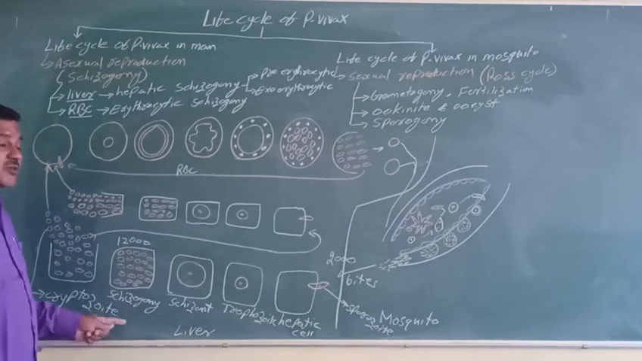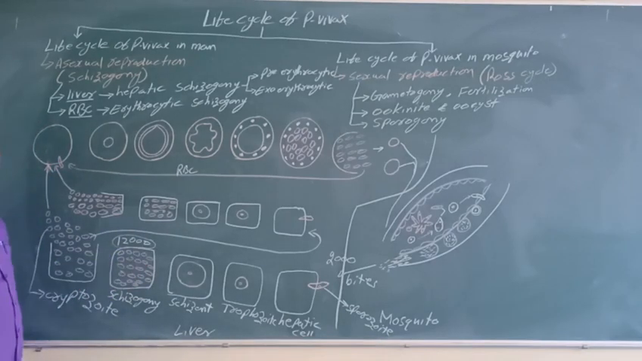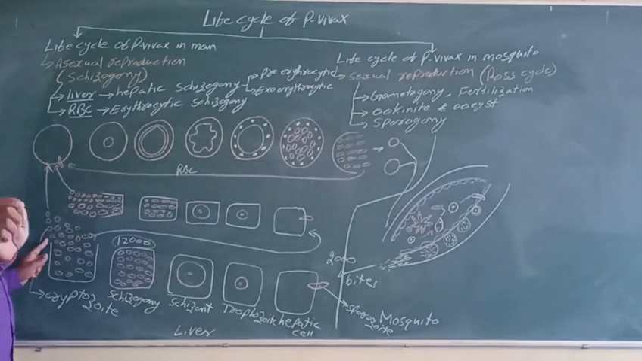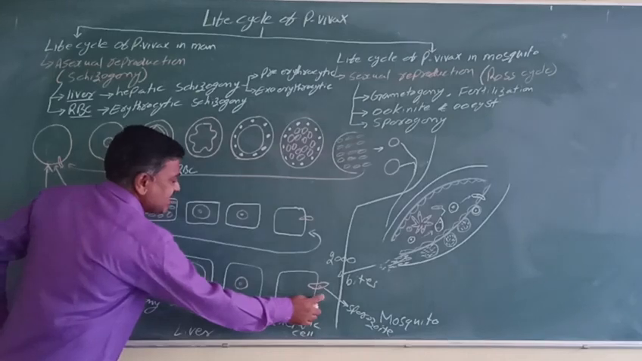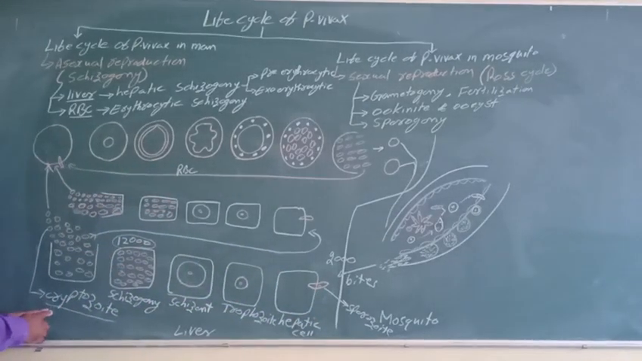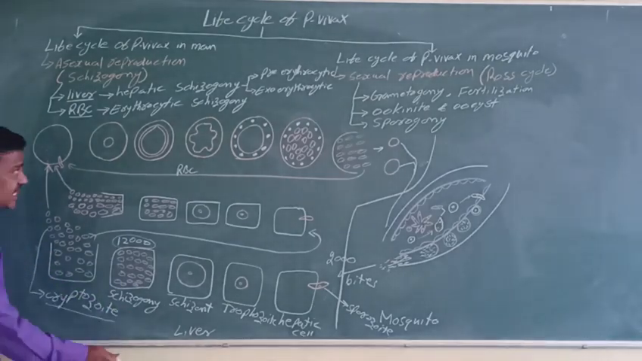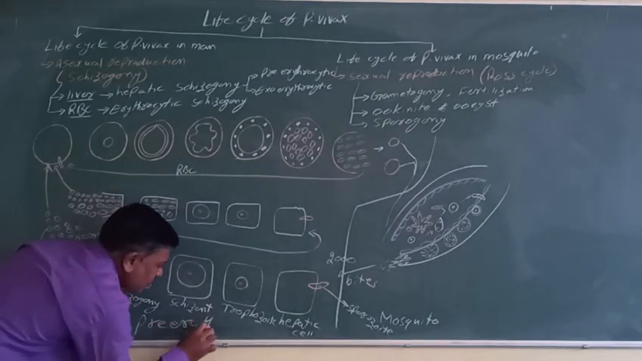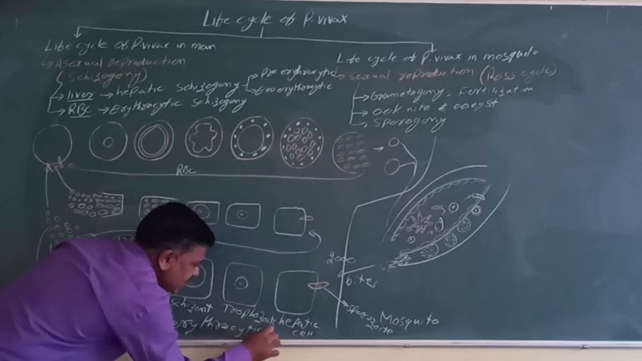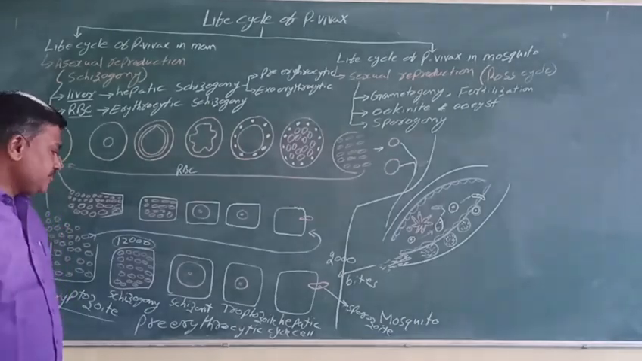This stage is called schizogony. So during schizogony, how many cells are formed? 12,000 cells are formed, and the liver cell bursts, releasing the cells called cryptozoites. When a single sporozoite enters the liver, nearly 12,000 cryptozoites are formed. And this cycle is called the pre-erythrocytic cycle. What are we calling it? It is called the pre-erythrocytic cycle.